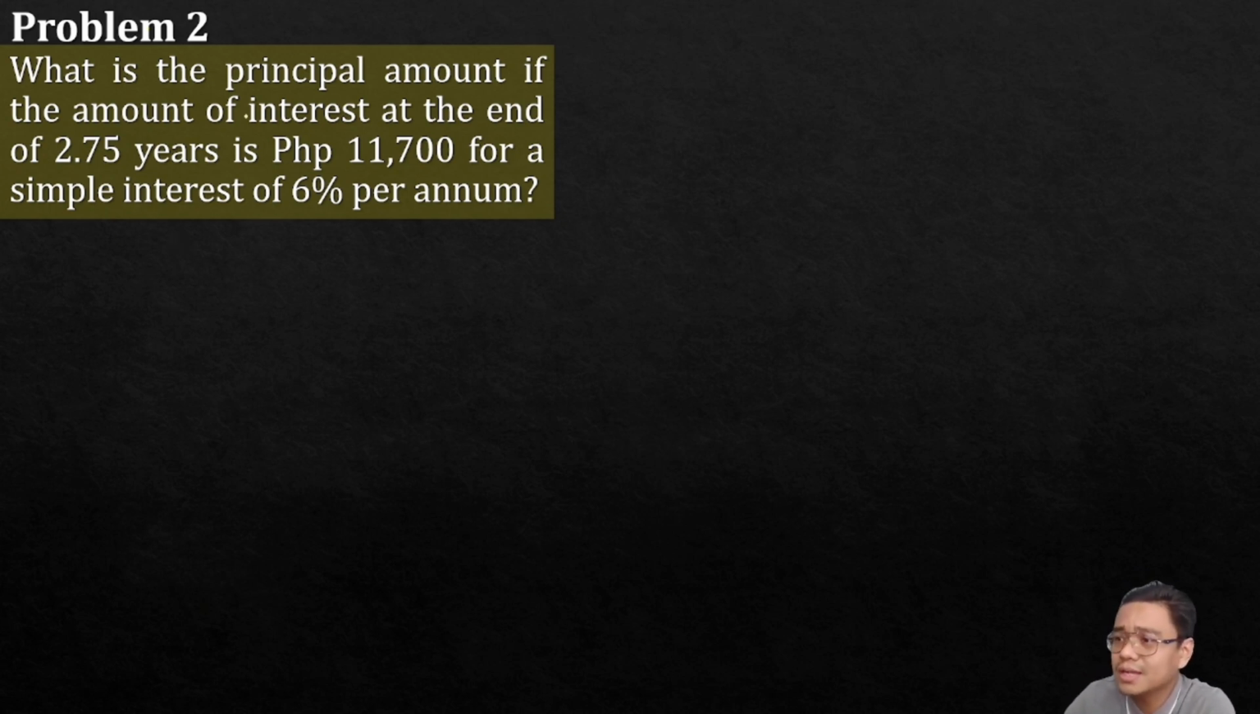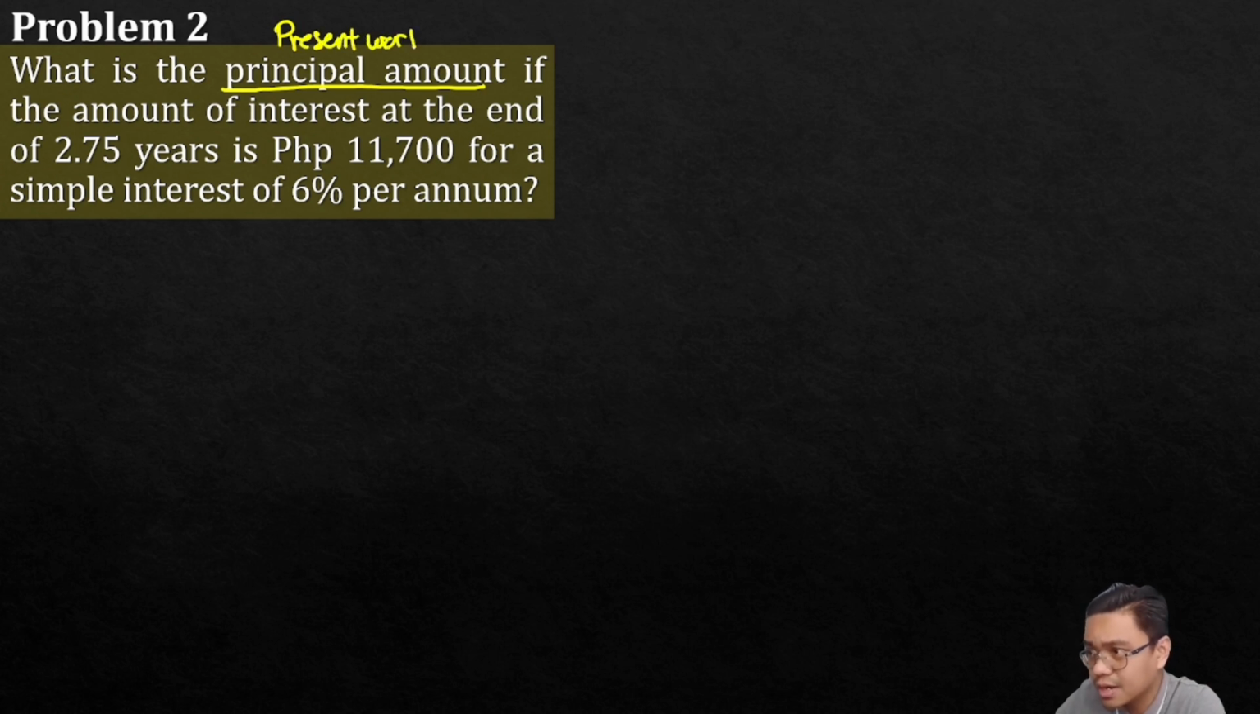So we want to calculate the principal amount. When it comes to the principal amount, we're actually talking about the present worth. Or in short, we want to calculate for the value of P. Now, what do we have here? If the amount of interest, now take note, there are two interests: you have the interest earned and you have the interest rate.